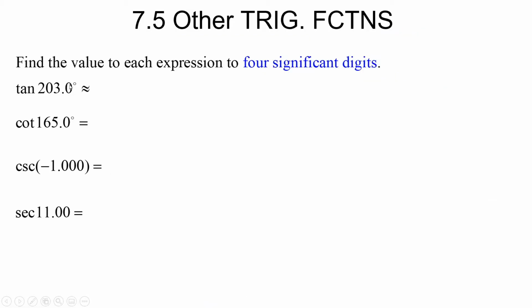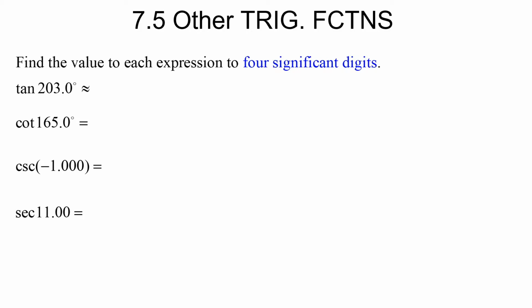Alright, now, find the value of each expression to 4 significant digits. Now, they usually don't tell you to round like this in math. You do this a lot in science, so we're kind of helping out the science department here. So tangent of 203.0 degrees. The first thing you need to do is get out your calculator and make sure that you are in degree mode. So hit the mode button, and right now I'm in radian mode, so I arrow down and over and I highlight degree.